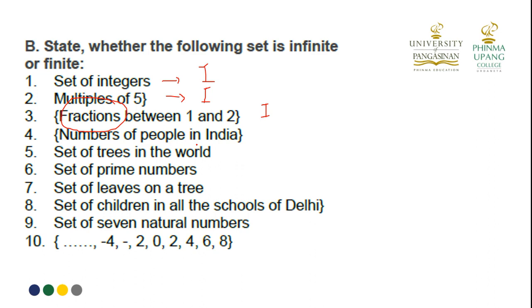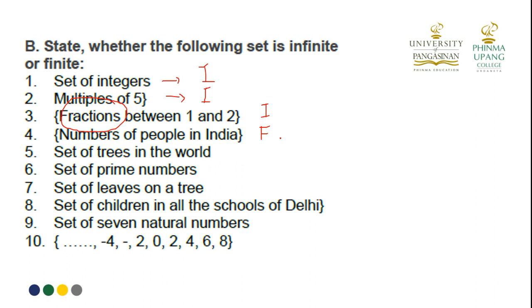Tama? So, number 4, numbers of people in India. Answer? Finite. Yeah, why is it finite? Kasi napakaraming tao sa India. Can be counted pa rin po, sir. Yes, kasi napaka-high-tech na natin ngayon, no? So, pwedeng kahit nga yung bilang ng buong mundo ay mabilang nila. Tayo pa kaya? Ay, India pa kaya? No? So, number 5, set of trees in the world.